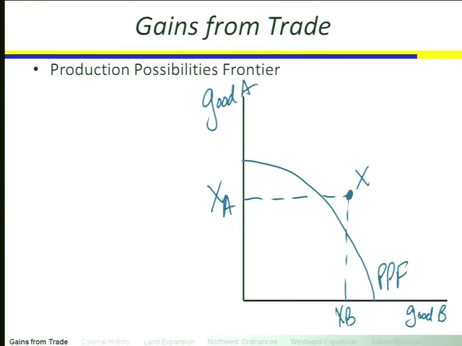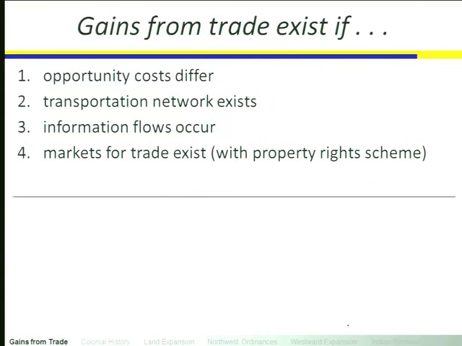First, the two parties to the transaction have to have different opportunity costs. If the opportunity costs are the same for all parties, then there are no gains from trade. It has to be a comparative advantage, and comparative advantage only exists if there's differences in the opportunity costs.